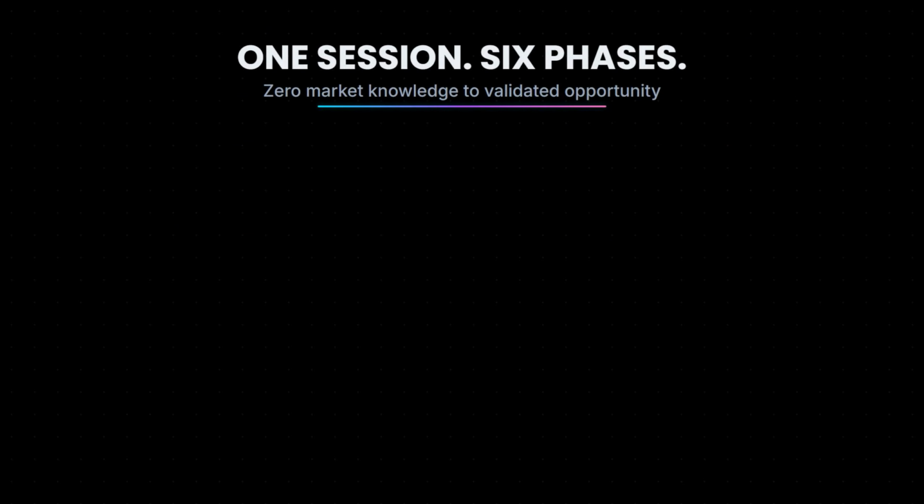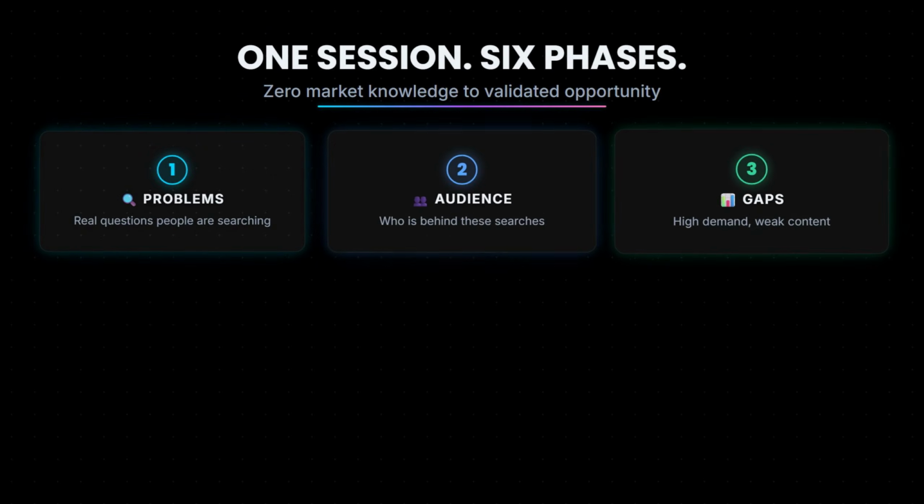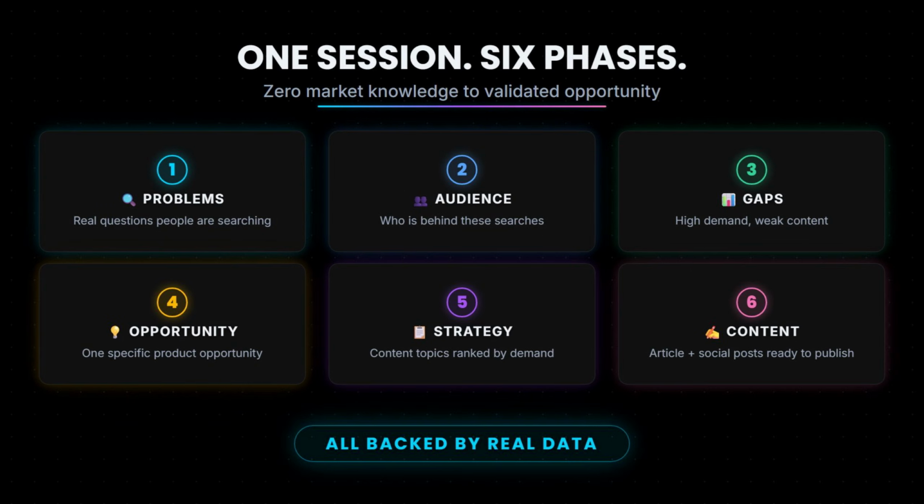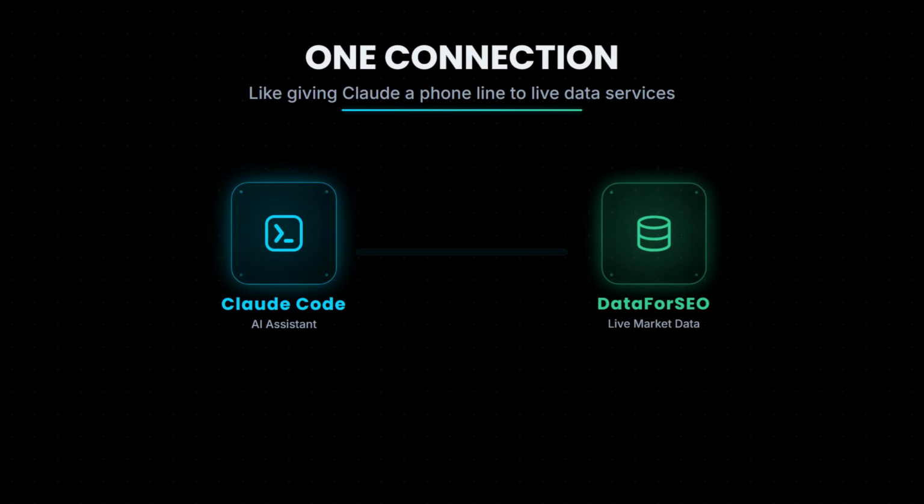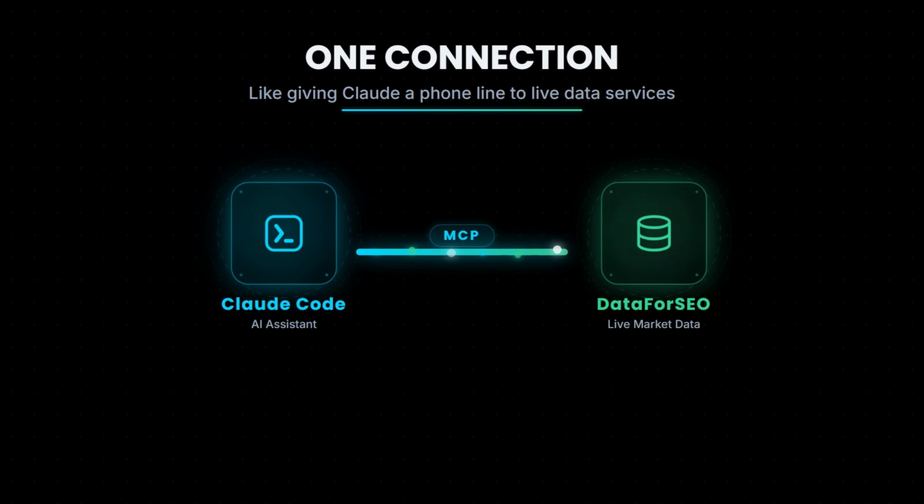I'll show you the entire setup, then I'll run a full session live with 6 phases. Let's dive in. Now, this is an empty project. The way we give Claude access to real market data is by setting up an MCP server for a service called DataForSEO. With that one connection, Claude will gain access to whatever data that service provides.